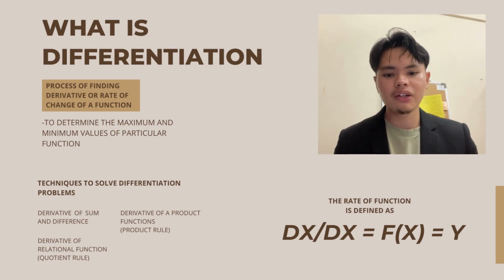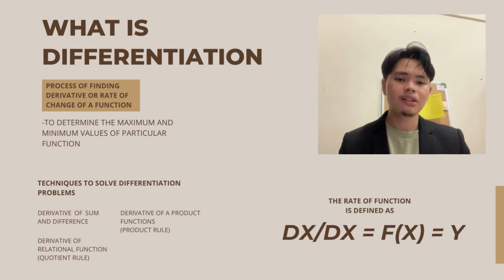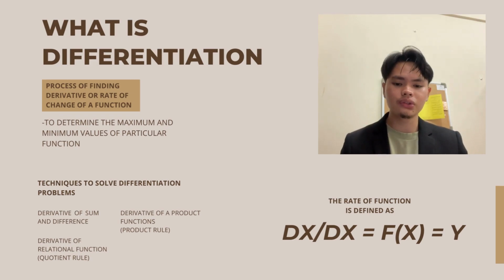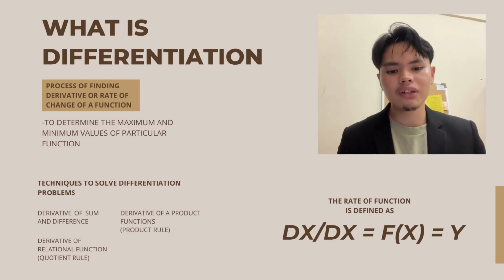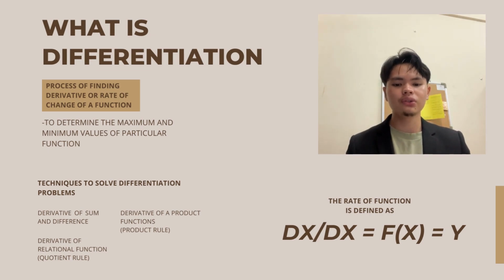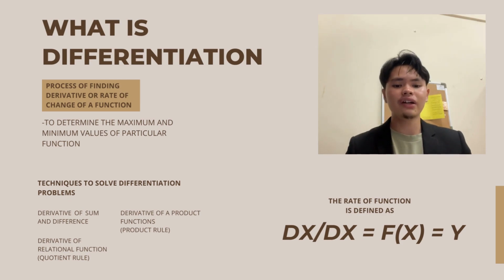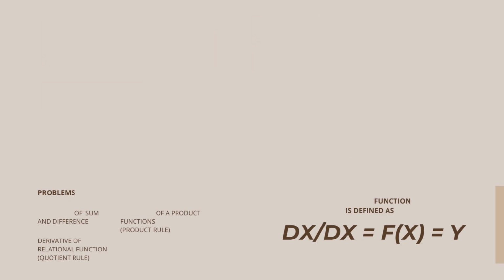First, we can use the derivative of sum and difference. Second, we can use the derivative of a rational function, which is also known as the quotient rule. Next, we can use the derivative of a product function, which is also known as the product rule. The rate of a function is defined as dy over dx, or f'(x), or y'.